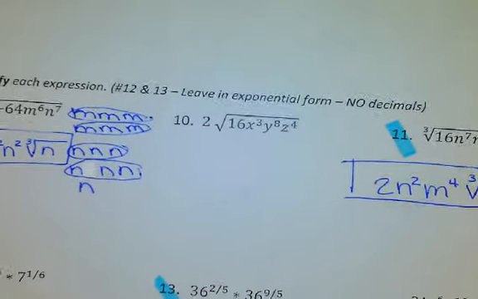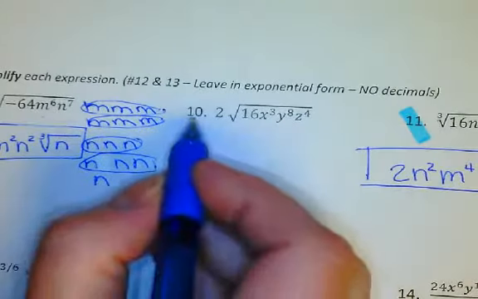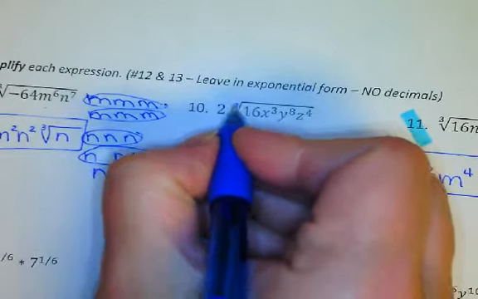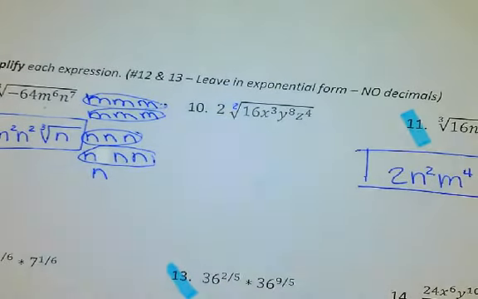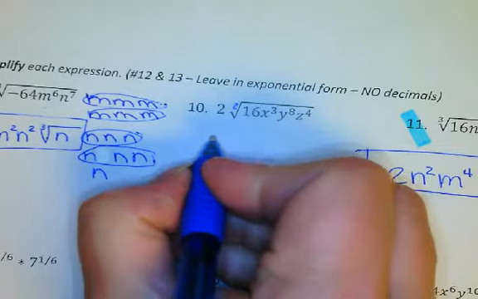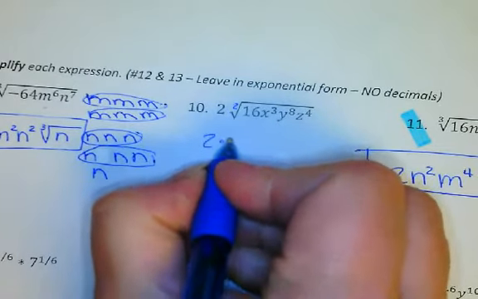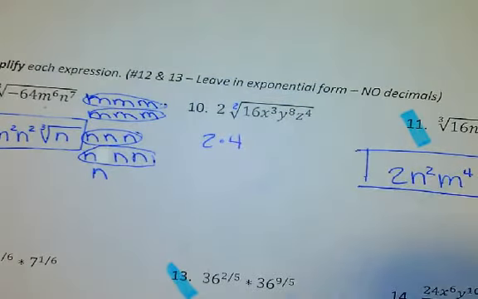Okay, let's look at number 10 actually. On number 10, I'm dealing with a square root. So I know 16 is a perfect square, and I also have this 2 on the outside. So here I'm going to have 2 times 4 because 4 is the square root of 16.